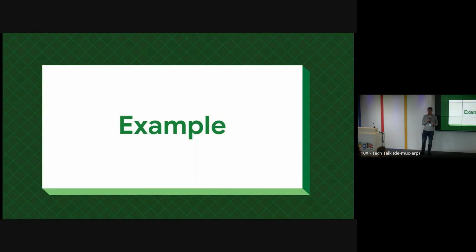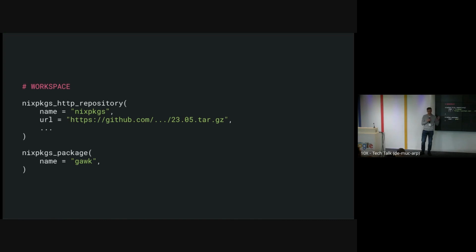So what did the Workspace integration look like so far? We had one set of repository rules to import Nix packages repositories, and then another set of repository rules to import packages. So for example, if you want to import the nixpkgs repo at a stable version, you would download it over HTTP like this. If you give it the name nixpkgs, this is sort of the standard repo. And then if you want to have a package like GNU awk, for example, you could just say this, and this would look for a nixpkgs repo in your project and would then import from there.